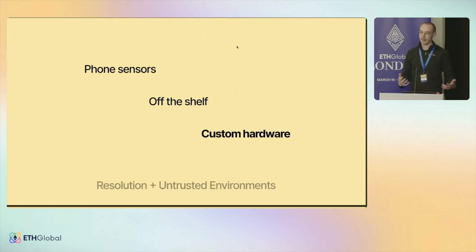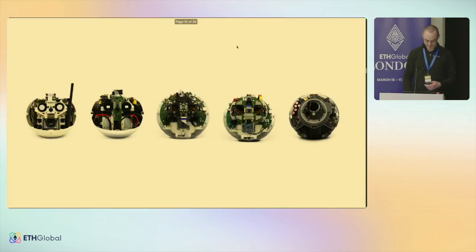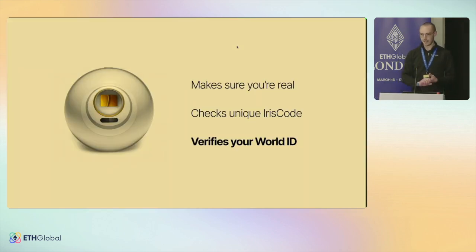So when it comes to how we actually interact with biometrics, we looked at phone sensors, but the cameras just aren't high enough quality, and it's somewhat difficult to trust that that device hasn't been tampered with in any way. Off-the-shelf hardware is better in terms of trust, but it's usually not very portable. It can be expensive. So we settled on building custom hardware. And that is the orb, which you've probably seen at our booth, seen at locations around the world. The orb has been in development since late 2019 and gone through lots of different revisions to get to where we are now.